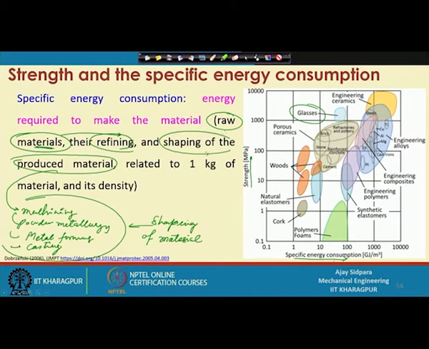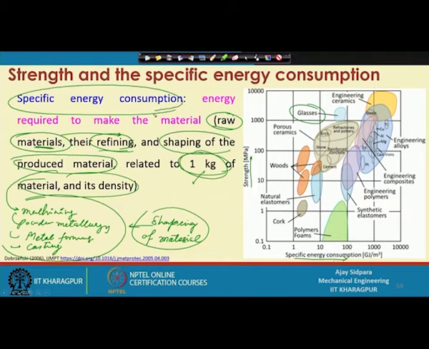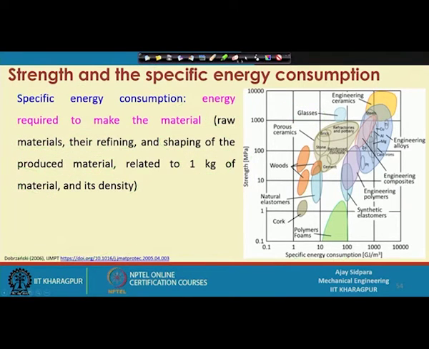So, now for raw material, how much energy are you spending for making one particular material? Starting from raw material, refining, shaping of the material, related to 1 kg of material and its density. How much energy you are spending for creating 1 kg of material of a required shape, that is raw material, then refine, then shaping and all this. That is called specific energy consumption, right. So, now how is it important?